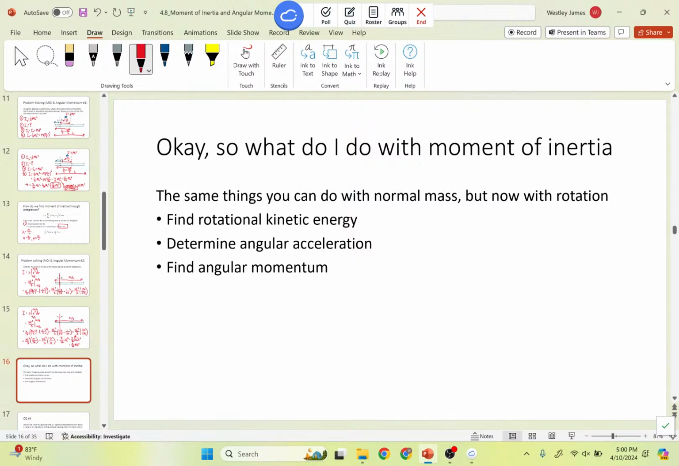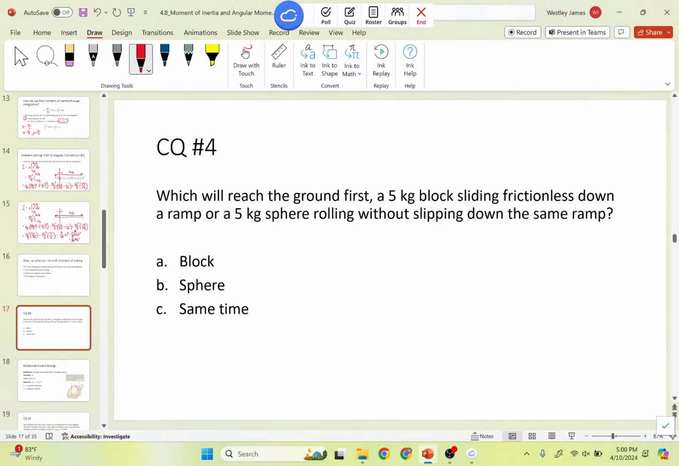What did you use mass for? Kinetic energy. What did you use mass for? Finding the F equals ma, finding acceleration. What did you use mass for? Momentum. Just put the word angular or rotational in front of all of those, and you got the rotational equivalent. So, one step at a time.